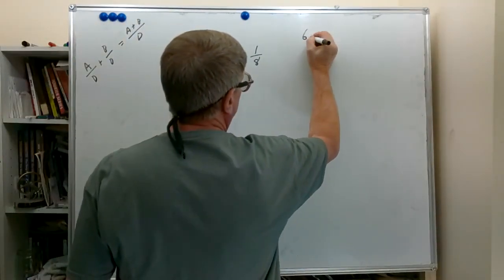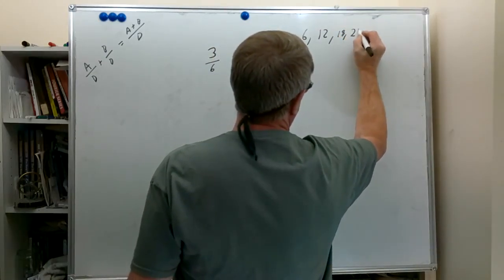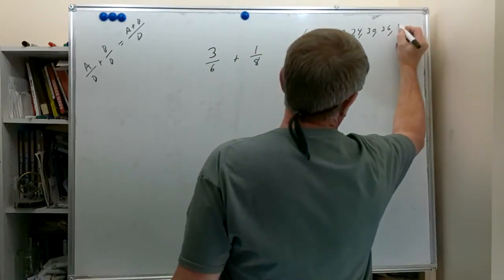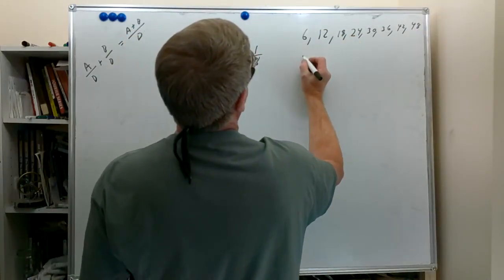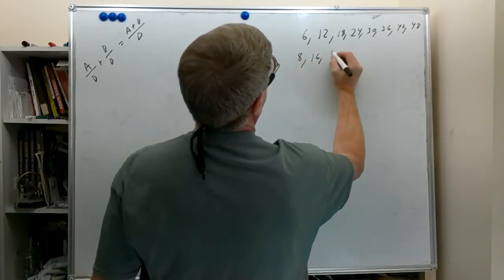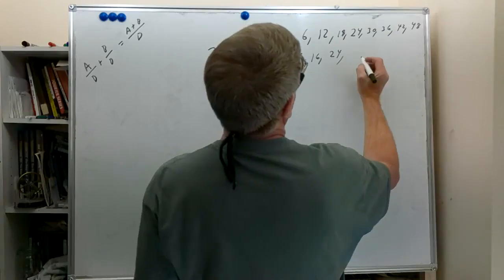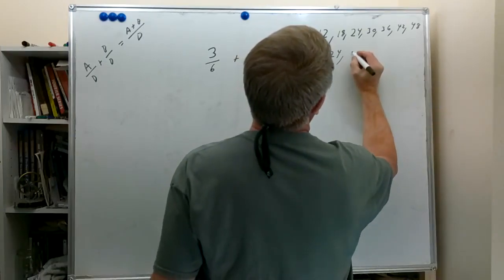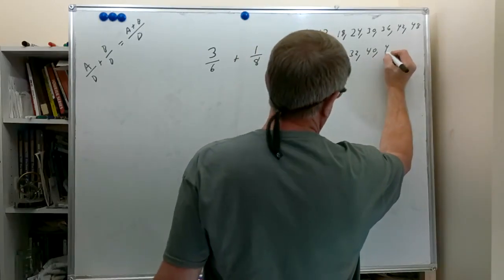Counting up by 6, multiples of 6: 6, 12, 18, 24, 30, 36, 42, 48. Those are multiples of 6. We start with 8, find multiples of 8: 8, and then 16, 24, 32, 40, 48.